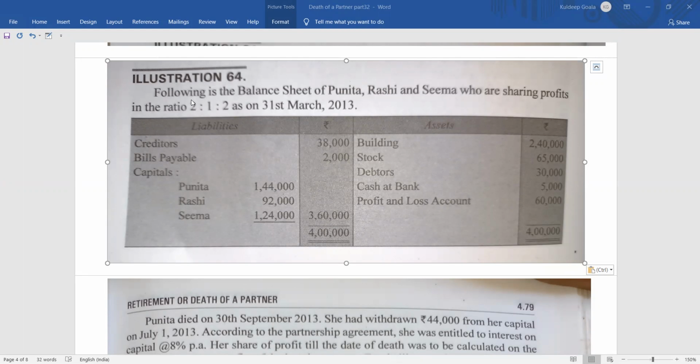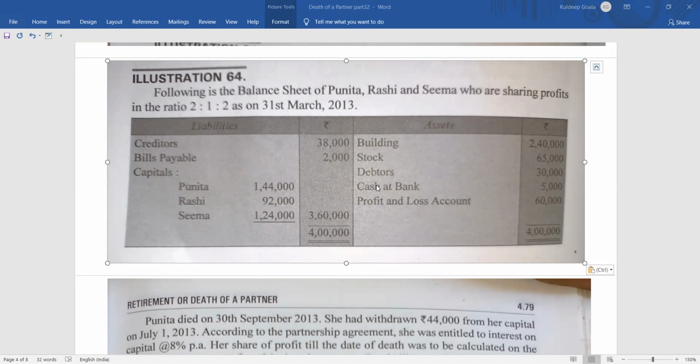Following is the balance sheet of Punita, Rashi, and Seema, who are sharing profits in the ratio of 2:1:2 as on 31st of March 2013. The ratio is 2:1:2, and the balance sheet is given as on 31st of March 2013. On the liability side we have creditors, bills payable, capital, and on the asset side we have building, stock, debtors, cash at bank, and profit and loss account.